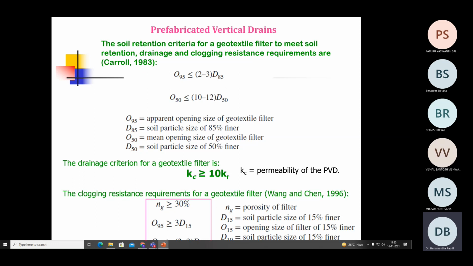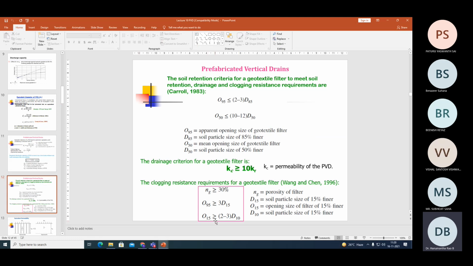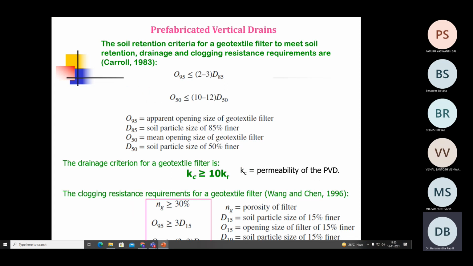Now to assess the clogging resistance requirements of the geotextile filter, we can use this formula. For example, the porosity of the filter should be greater than or equal to 30%. O95, that is the apparent opening size of the geotextile, shall be greater than or equal to 3 times D50. Then another formula: O15 shall be greater than or equal to 2 to 3 times D10. So these are some criteria set by different people to make sure that during the lifespan of the project, the PVD works very well, with the highest performance possible.